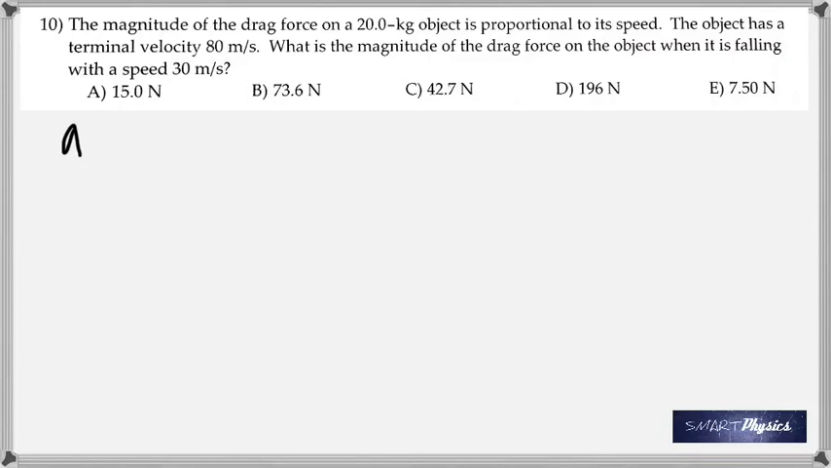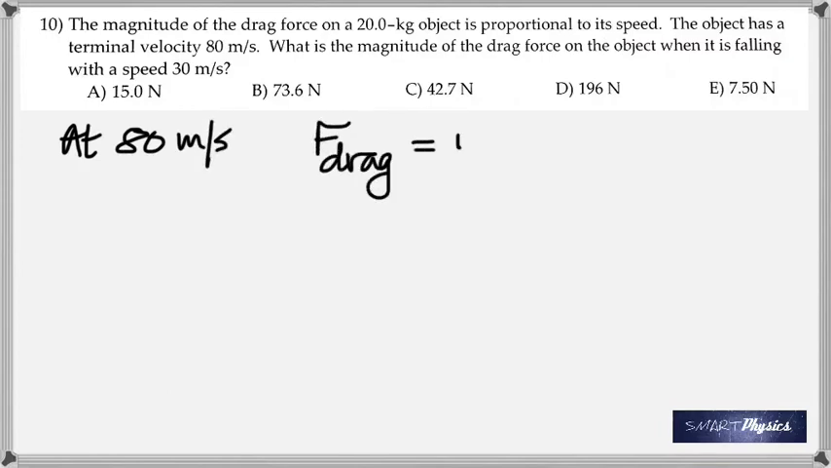Now, because we're given that the terminal velocity is 80 meters per second, and we do know that when it attains the terminal velocity, its weight is exactly equal to the drag force. Its weight is equal to the drag force. So at 80 meters per second, the drag force is equal to the weight.